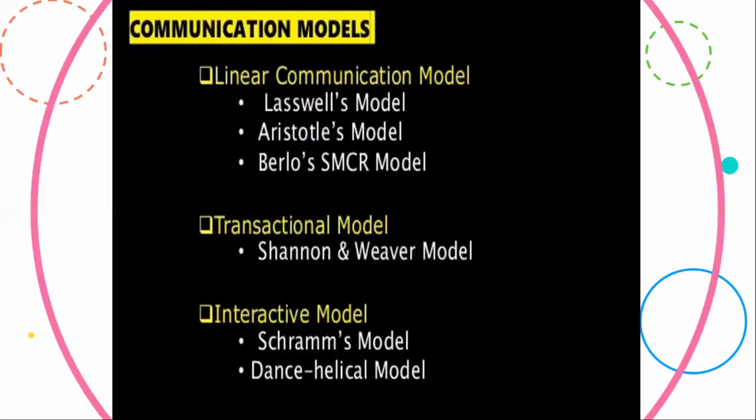So we have three communication models. First, the linear communication models. Under the linear communication model, Laswell's model, Aristotle's model, Berlo's SMCR model. Next, the transactional model. Under the transactional model, Shannon and Weaver model. And then last, the interactive model. Under the interactive model, Crumb's model and Dance's helical model.